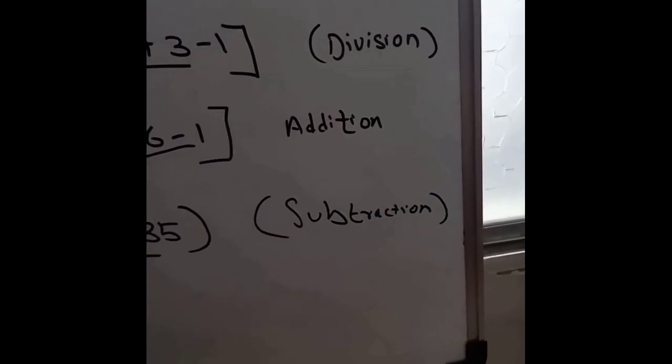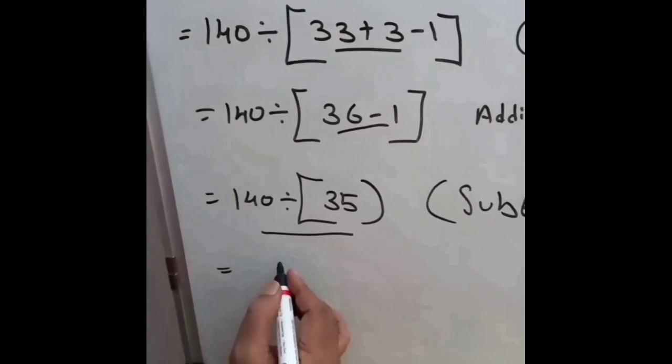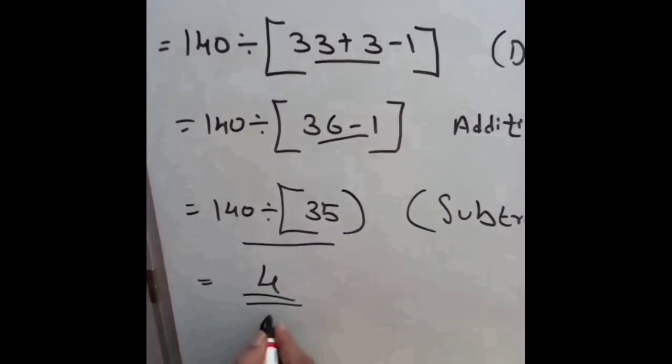Next, we will divide this one. So 140 divided by 35, answer comes to 4.